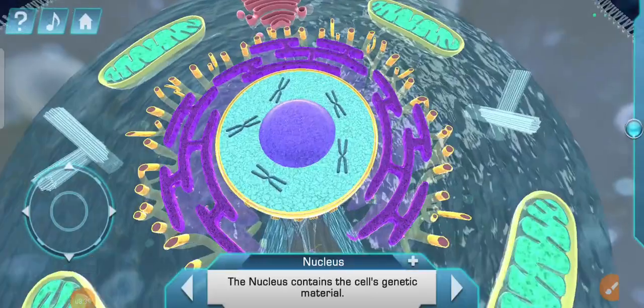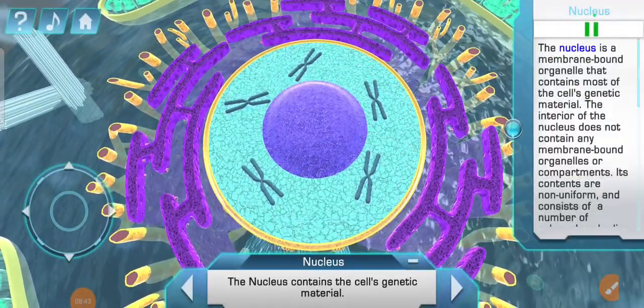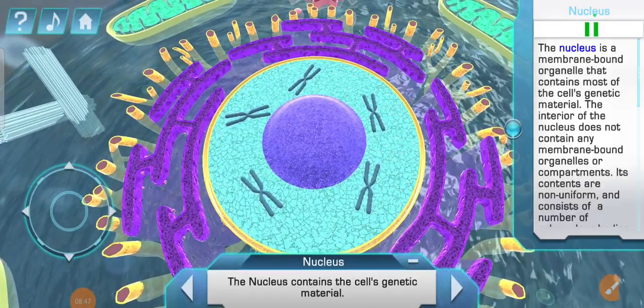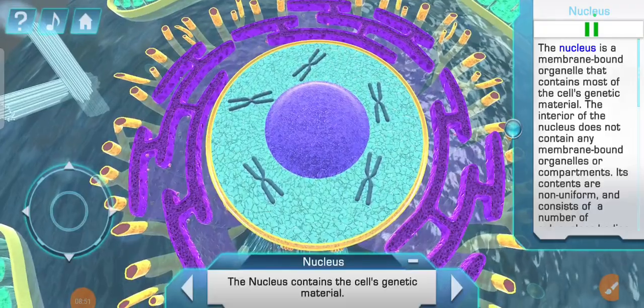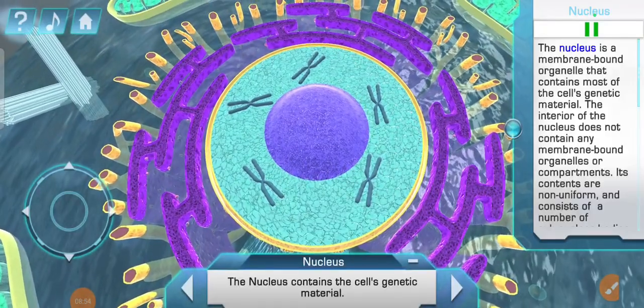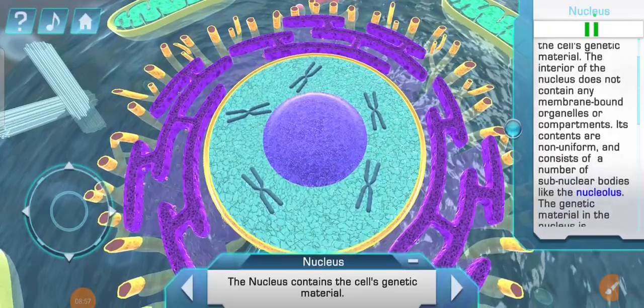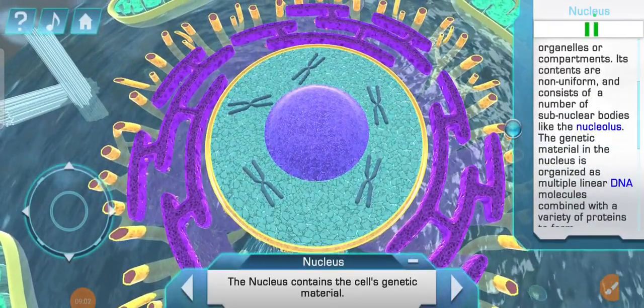The next one is the nucleus. The nucleus contains the cell's genetic material. The nucleus is a membrane-bound organelle that contains most of the cell's genetic material. The interior of the nucleus does not contain any membrane-bound organelles or compartments. Its contents are non-uniform and consist of a number of subnuclear bodies like the nucleolus.